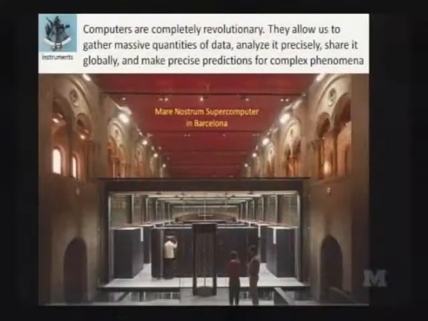This is just my favorite supercomputer. It's run by some of my colleagues in Barcelona. It's actually inside a medieval church. So it's a pretty cool setting.